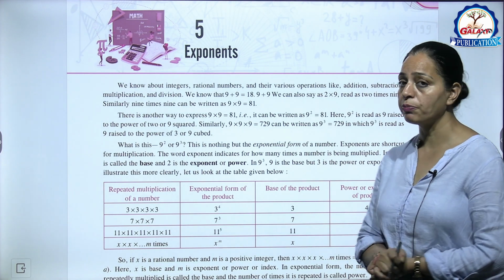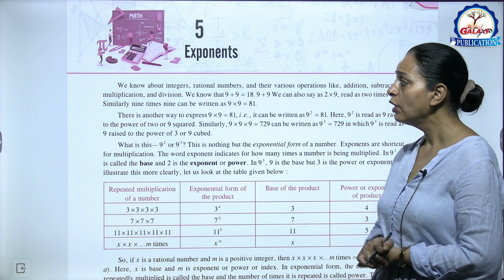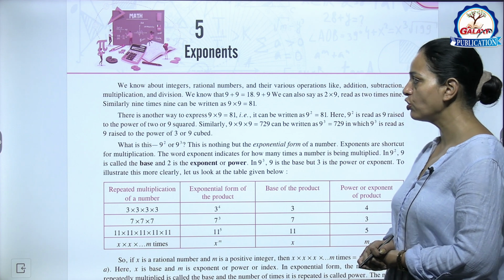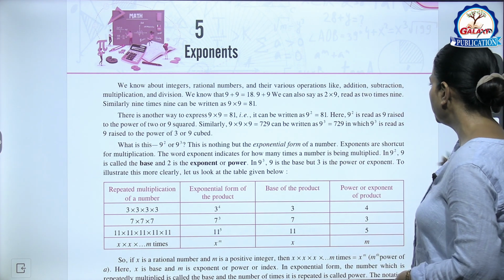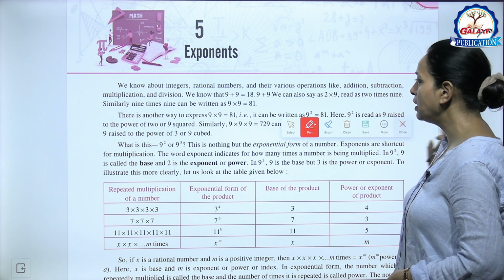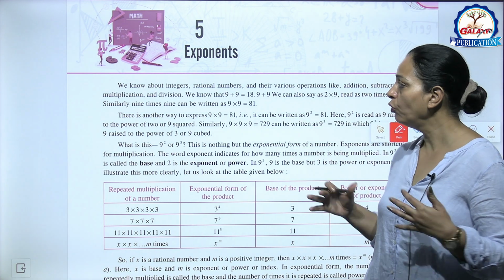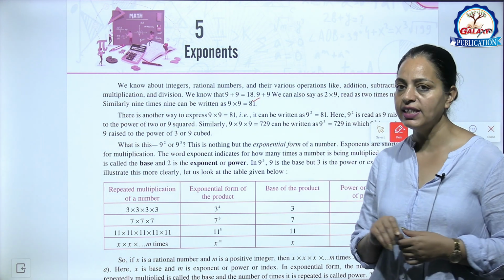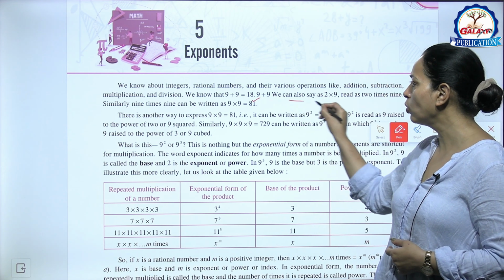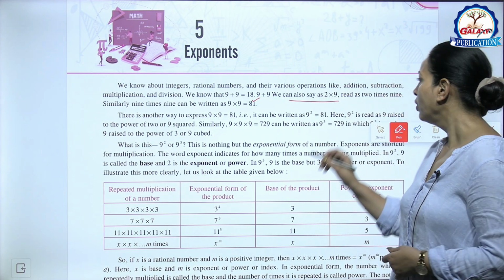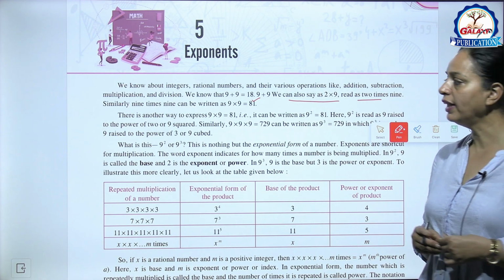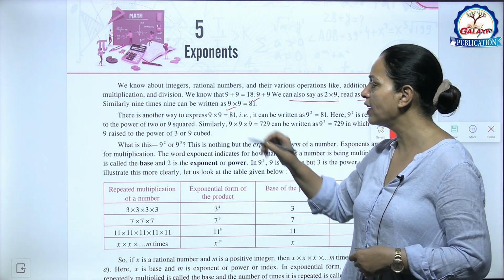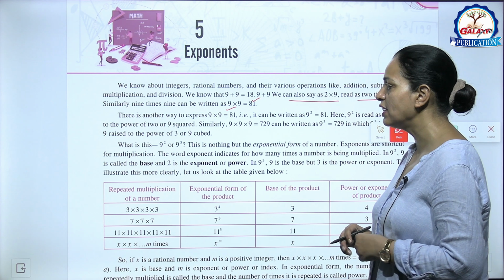Now let's start Chapter 5, Exponents. We know about integers, rational numbers and their various operations like addition, subtraction, multiplication and division. We know that 9 plus 9 is 18. So 9 plus 9 we can also say 2 into 9. It can be read as 2 times 9. Similarly, 9 times 9 can be written as 9 into 9, that is 81.